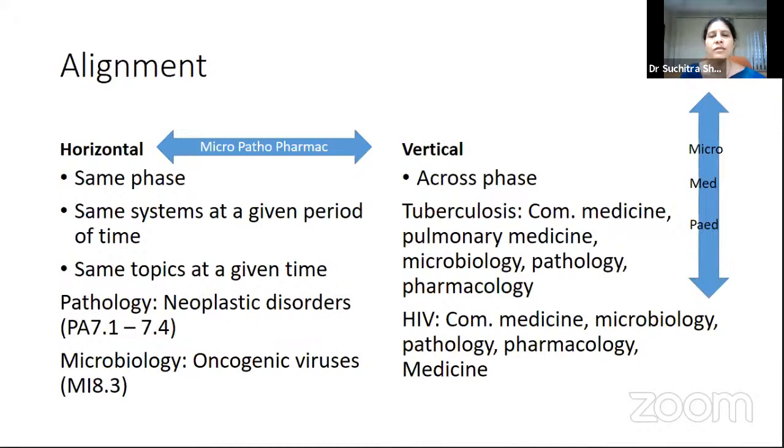Now we would like to do the same thing with HIV, involving the community medicine, microbiology, pathology, pharmacology, and medicine departments. So this was an example of vertical alignment, which was tried by us for one topic. So we believe we can do it for another topic too. When we did this for tuberculosis, instead of taking 3 classes, we were able to do it in 2 hours. So that saves 1 hour when we take this particular chapter.